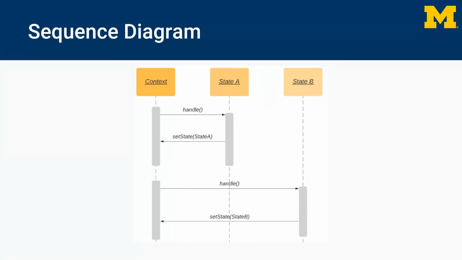Here's a sequence diagram of the state design pattern. The context is used by the client to transition to either state A or state B. State A and state B then define the behavior and state of the object that's being used in context.